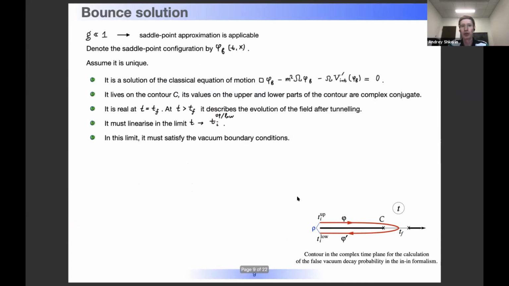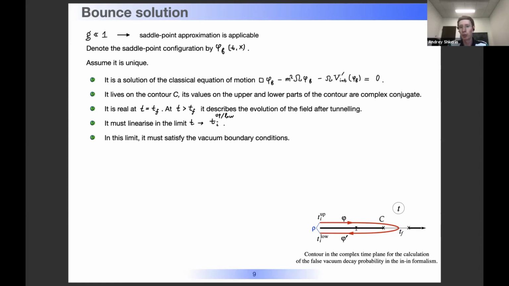So let's discuss properties of the bounce. The bounce is a solution of the classical equation of motion, which is written here. It lives on this contour C, and I will explain what these lines mean in a moment. Assuming that it is unique, we find that its values on the upper and lower parts of the contour are complex conjugates, so here it is real. And from this point, it can be continued to real time, where it describes the actual evolution of the field after tunneling. And these lines are singularities of this classical solution.